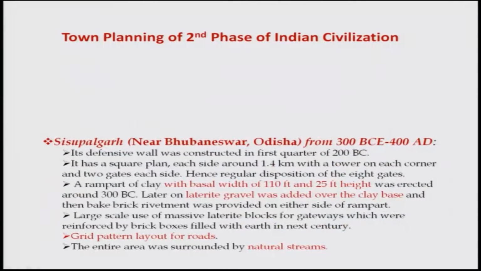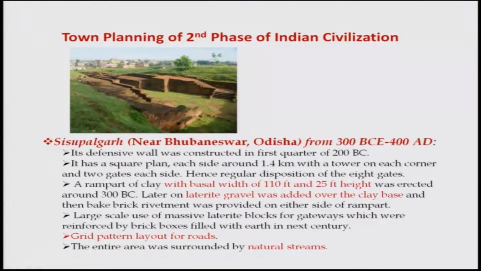Let us look at another city which was in Bhubaneswar in Odisha, that is known as Sisupalgarh, and which was flourishing around 300 BC to 400 AD. This is the estimation they have made. It had a defensive wall constructed around the first quarter of 200 BC, and it has a square plan, each side around 1.4 kilometers with a tower on each corner.